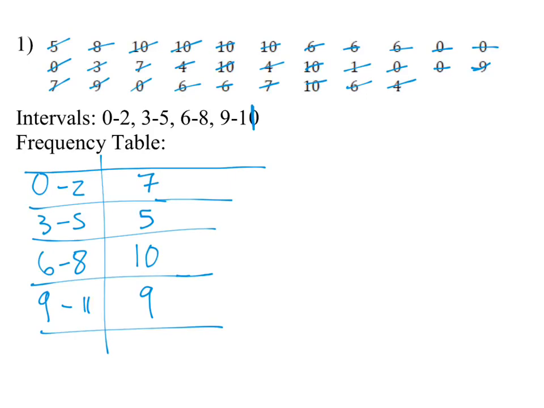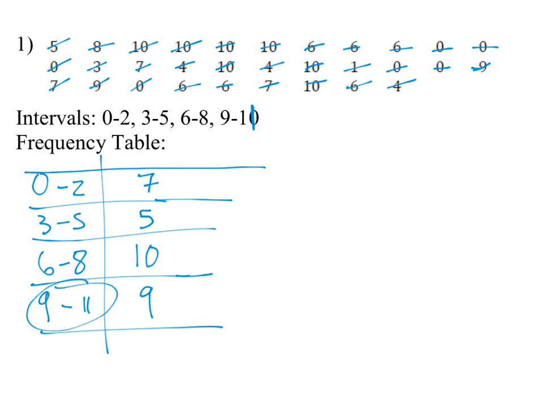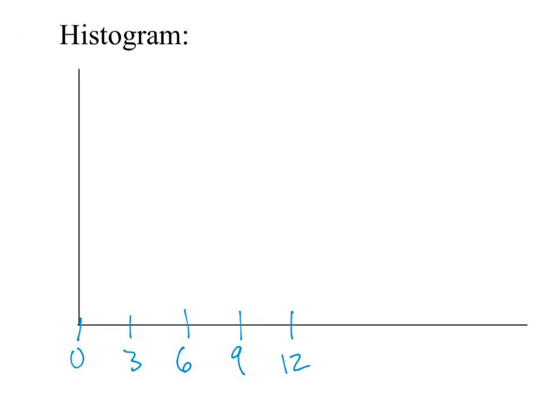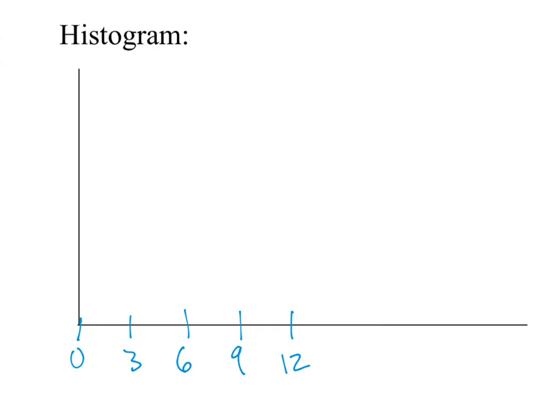I'll help you kind of start with the labeling things. On our horizontal axis, we're going to be counting by 3s. So I'll start here at 0, 3, 6, 9. And you do have to put the next one because you have a group that goes 9 through 11. The next one would start at 12. And so you've got to put 12 there because we're going to be drawing a bar over here. And then on the vertical axis, we need to go all the way up to 10. And so let's put some marks here.